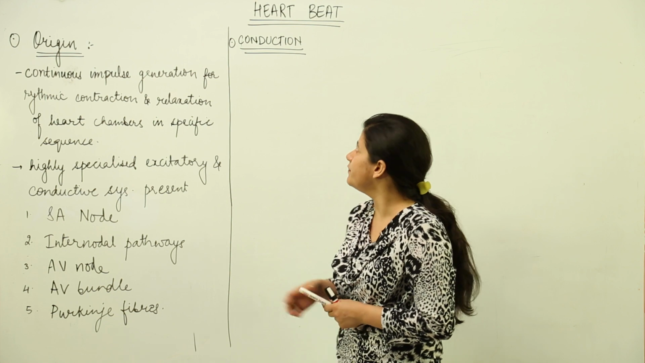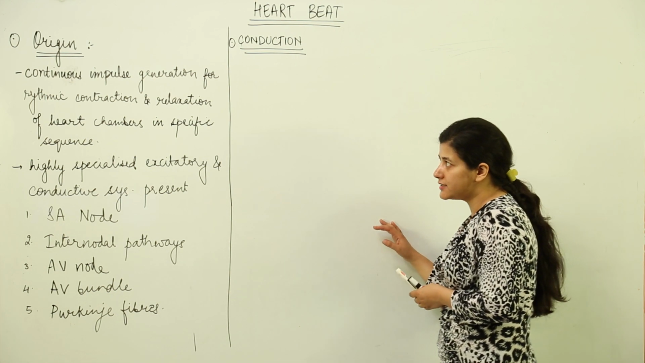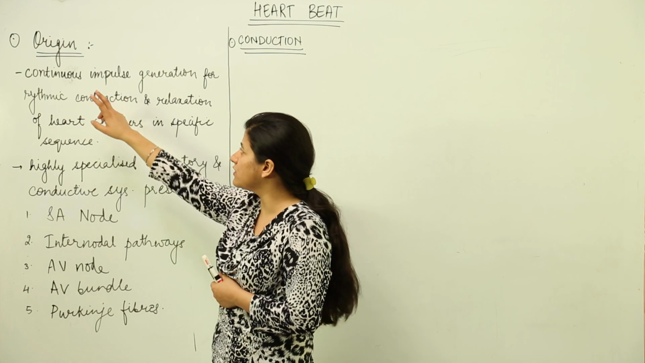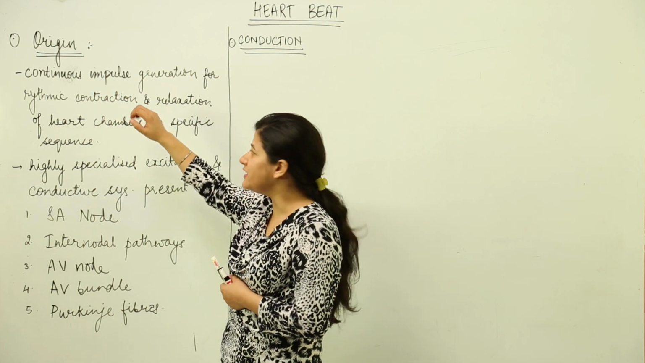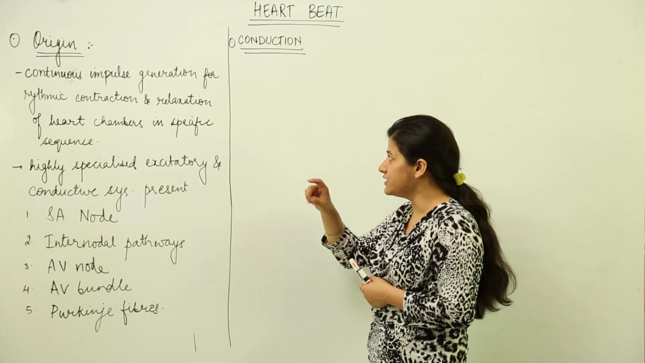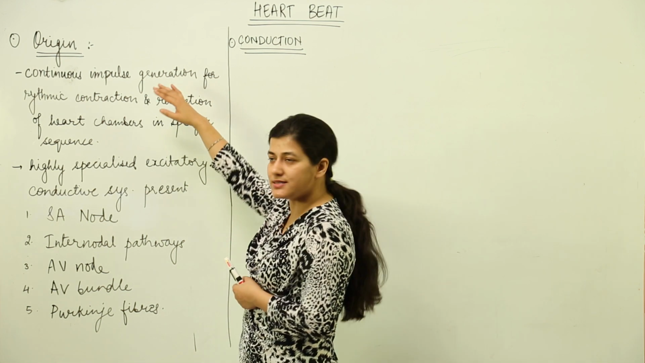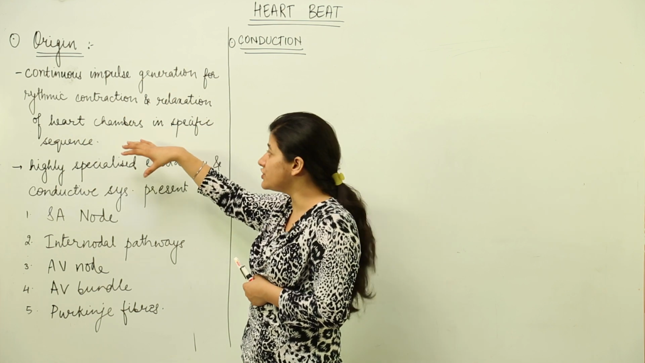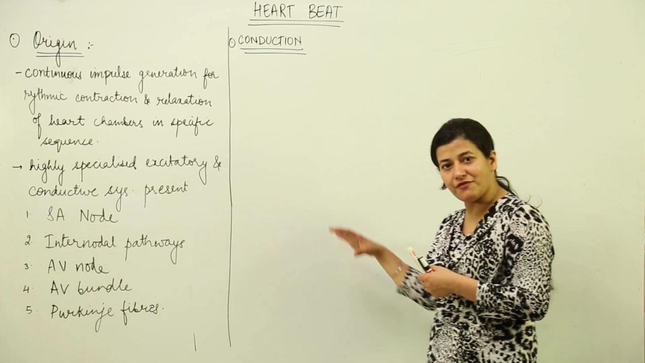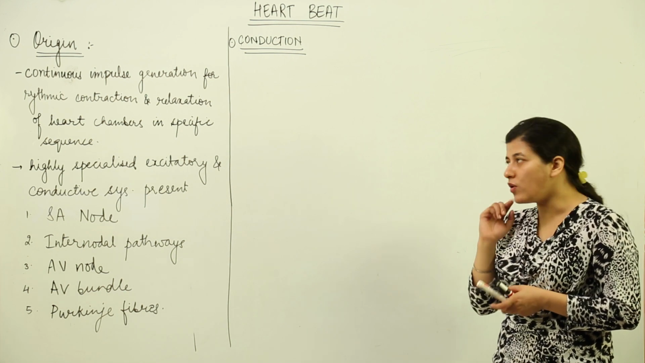Talking about origin, from where the heartbeat originates: heartbeat itself, if we have to define it, is a continuous impulse that is being generated at a specific site. That impulse generation is such that the contraction and relaxation of heart chambers takes place in a specific sequence. Now what is that sequence?